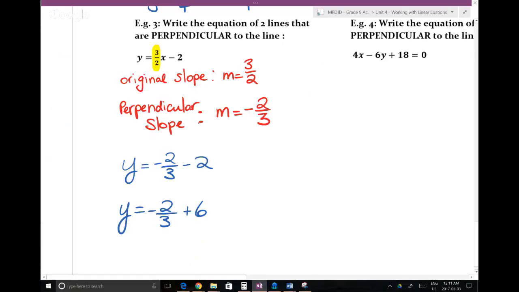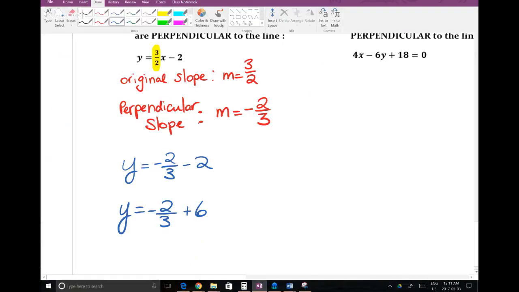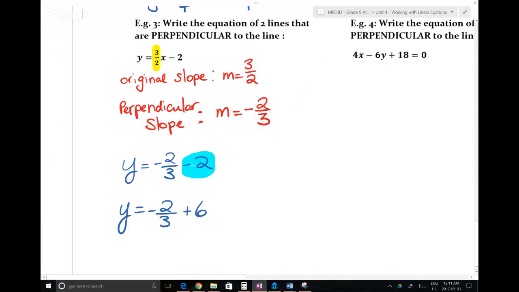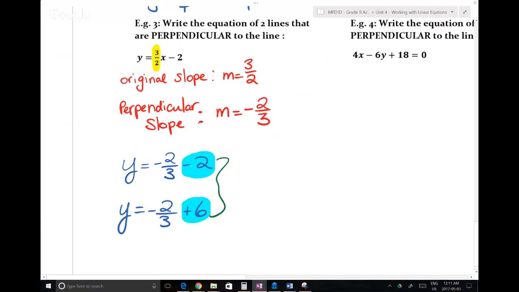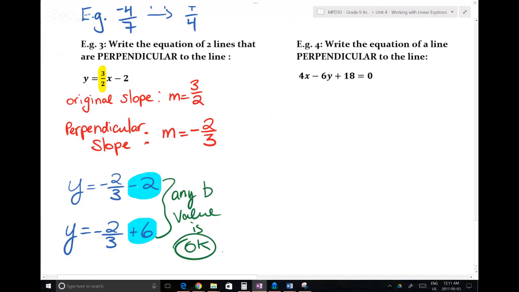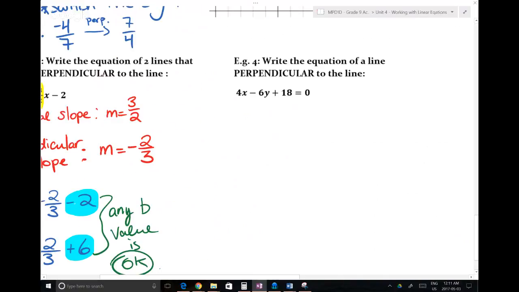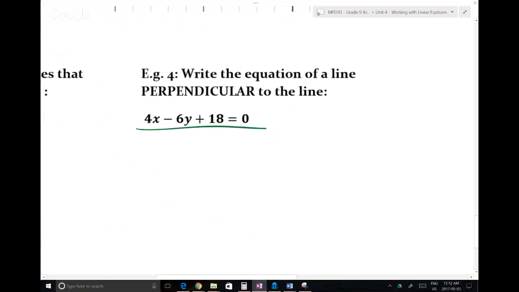Now again, these are just the b values I used. Any b value is okay. The b value doesn't change the slope. So the b value doesn't change whether it's perpendicular or not. All right? And last question, write the equation of a line that's perpendicular to this one in standard form. Again, you're going to have to know how to handle a line in standard form. So take a minute and try that.